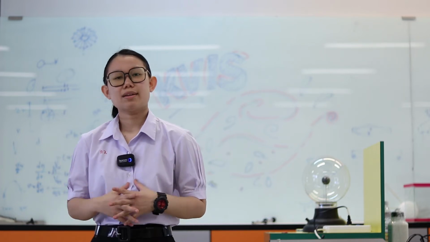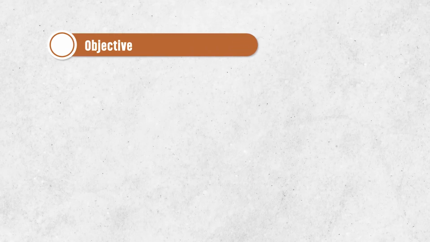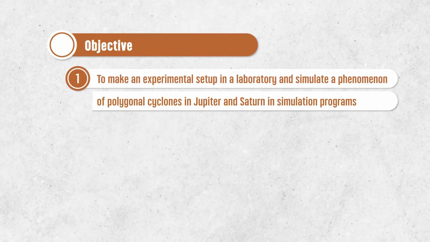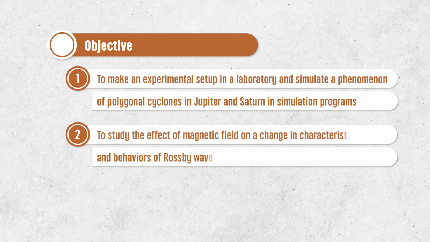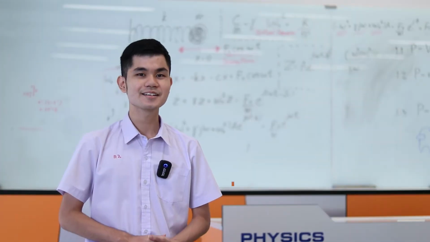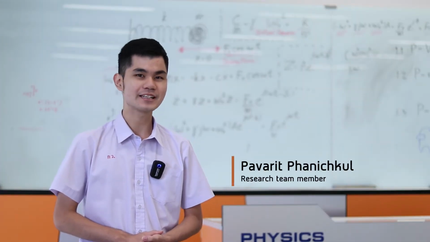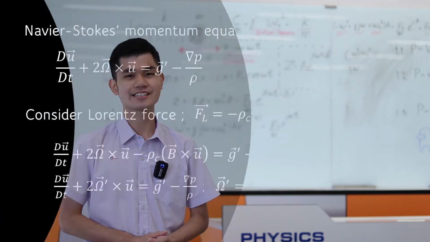Therefore, we began to study seriously with the objective to make an experimental setup in the laboratory and simulate the phenomenon of polygonal cyclones in Jupiter and Saturn in simulation programs, and to study the effect of magnetic field on the change in characteristics and behaviors of the Rossby wave. So next, let's move to the first part of the methodology, the mathematical simulation.